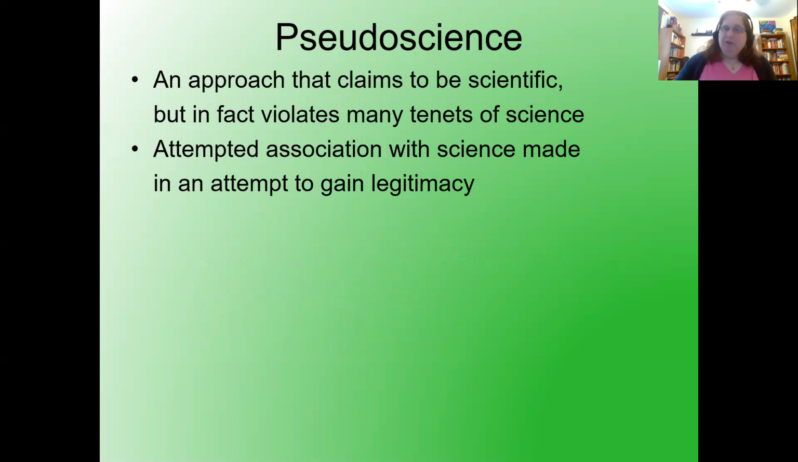So the last big topic I want to talk to you about today is pseudoscience. Now, pseudoscience is an approach that claims to be scientific, but in fact violates many tenets of science. Okay. And they attempt an association with science to gain legitimacy. So, in other words, you might have someone that says, it has been scientifically shown that if you were born in November, that you will be more likely to marry someone who was born in September.